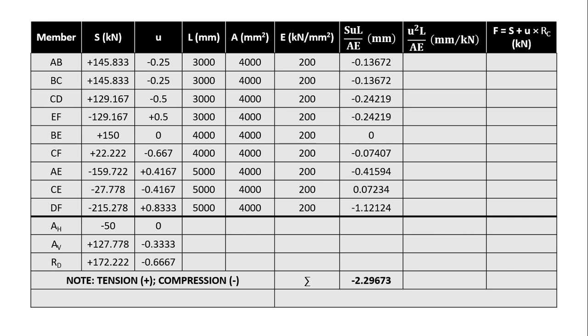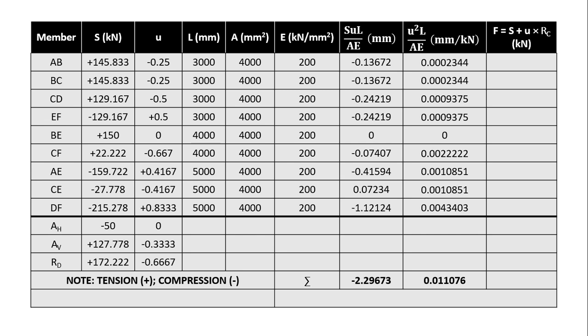Okay, next we have U squared L over AE. Take note that the unit here is millimeter per kilonewton because U is unitless, therefore merong kilonewton sa ilalim. Okay, so same manner lang naman to. These are as follows. So obviously lahat to positive kasi kahit negative yung U, dahil naka-square yun, magiging positive unless 0 yung value ng U, katulad ng BE, 0 talaga siya.